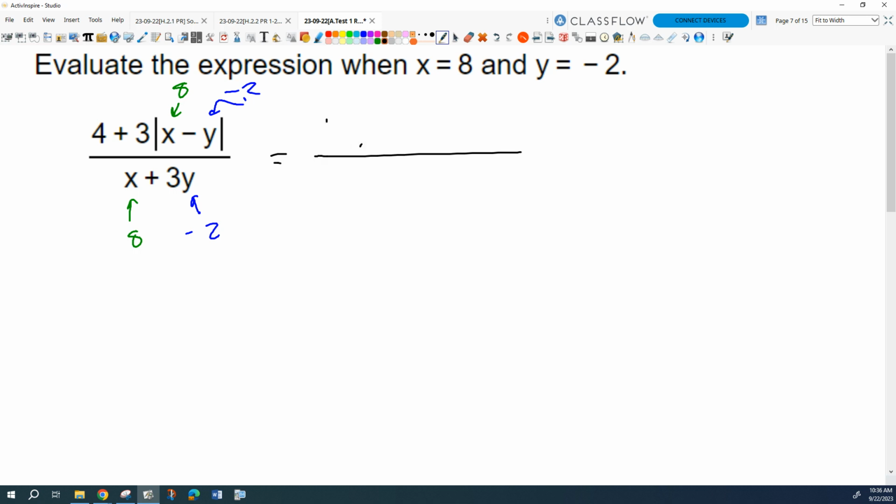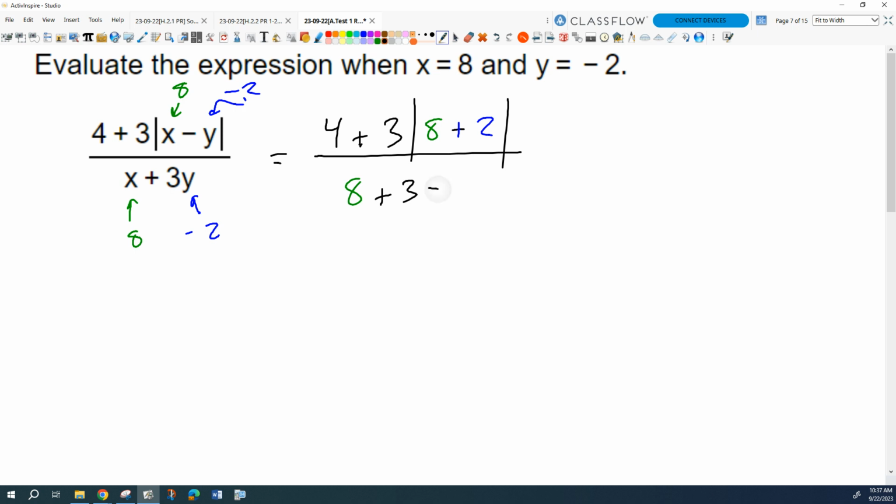On the top, I've got 4 plus 3 times the absolute value of 8 minus, what happens if I subtract negative 2? Okay, that becomes adding, doesn't it? So I get 8 minus negative makes it a plus 2 over 8 plus 3. Now, how am I going to write that negative 2?